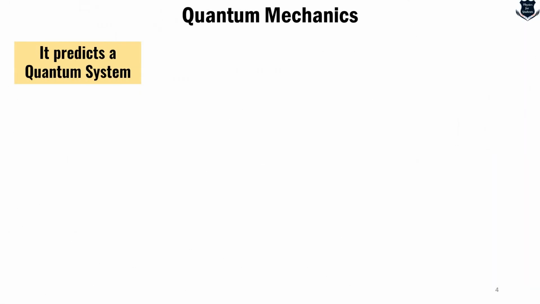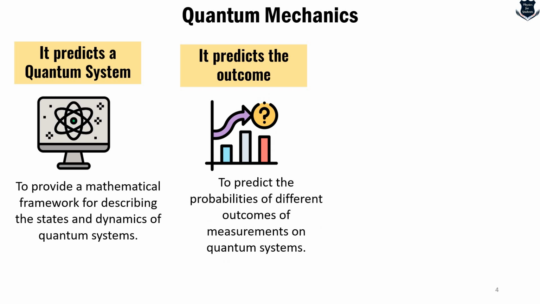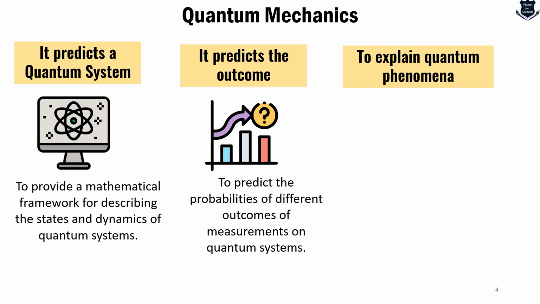First, obviously, any scientific or mathematical model would be able to predict what is called a system, and in this case, we call it predicting a quantum system. That means it provides a kind of mathematical framework for describing the states and dynamics of a system, which goes into both predictable and unpredictable behavior. The next point is that it predicts the outcome. That means it describes the probabilities of different outcomes of measurements on quantum systems.